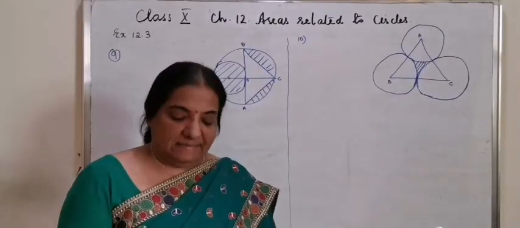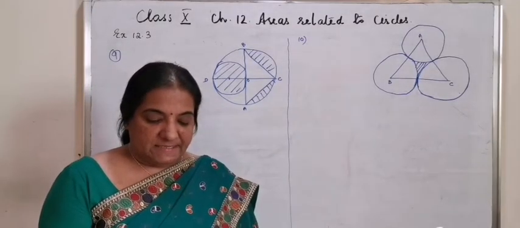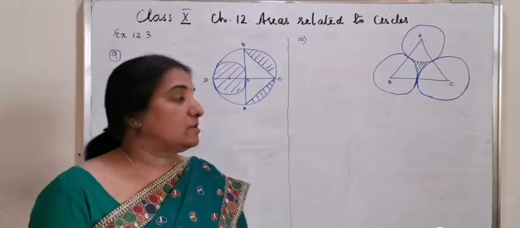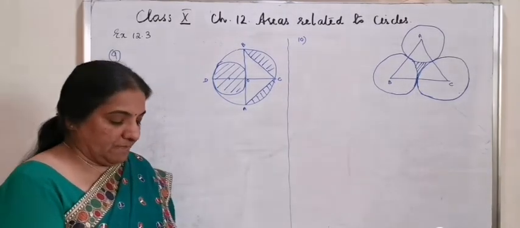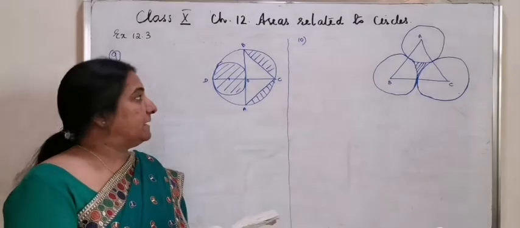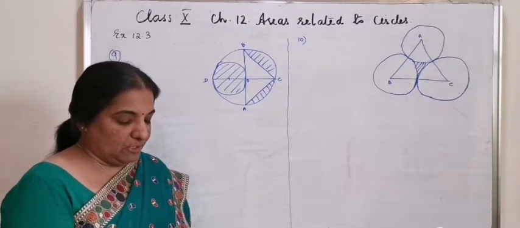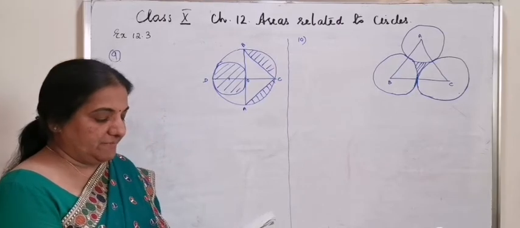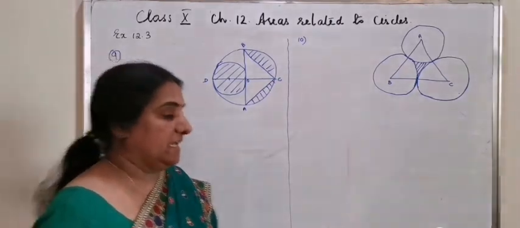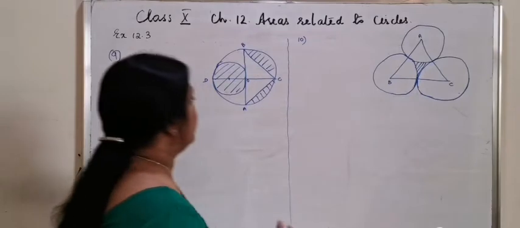Question number 9. In the figure, AB and CD are two diameters of a circle with center O and which are perpendicular to each other. OD is the diameter of the smaller circle. If OA is 7 centimeter, find the area of the shaded region.